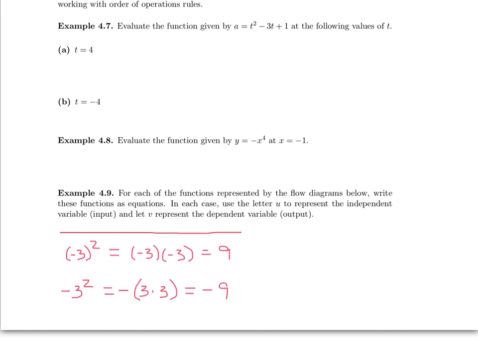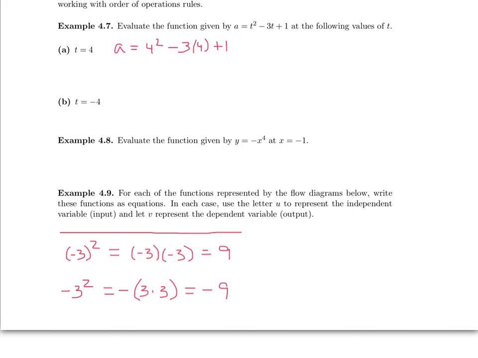Evaluate the function given by the equation A equals t squared minus 3t plus 1 at the following values of t. So in part A, we're evaluating this function at t equals 4. In other words, we're substituting 4 into this function in place of t. So I'm going to begin by inserting 4 in all places involving t. The function begins by squaring t. So I square 4. And then I subtract 3 times t, which would be 3 times 4. And then I add 1.